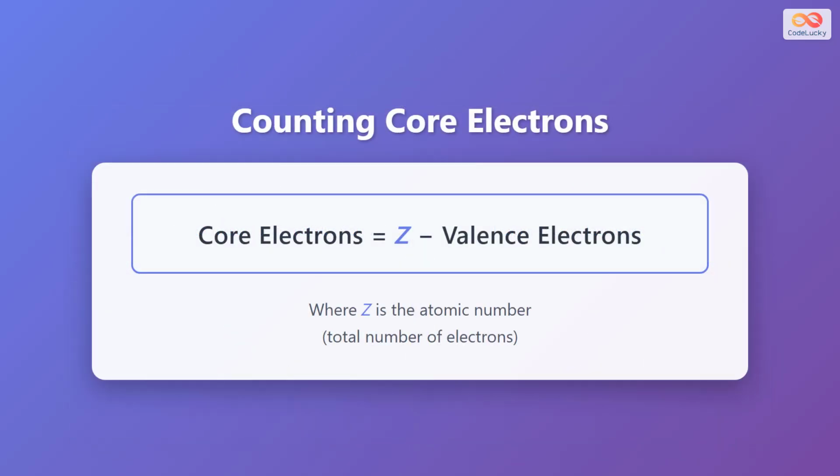There's a simple formula to count core electrons. The number of core electrons equals Z minus the number of valence electrons, where Z is the atomic number, which represents the total number of electrons in a neutral atom. By subtracting the valence electrons from the atomic number, you can quickly determine how many core electrons an atom has.